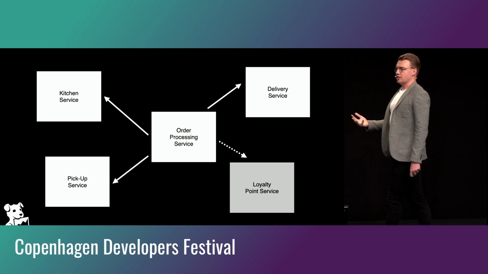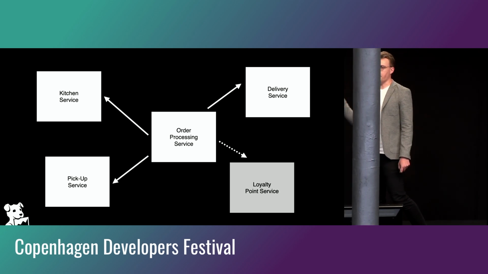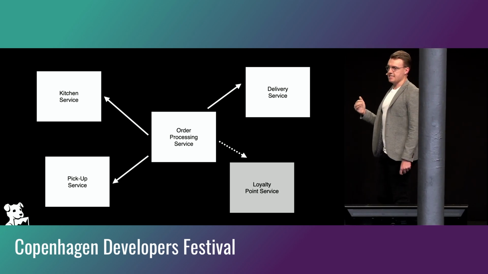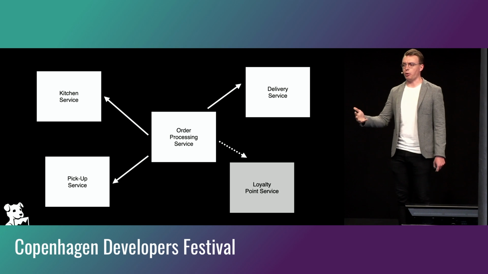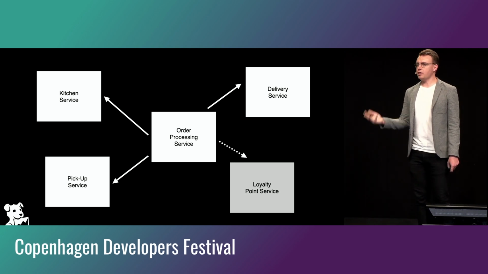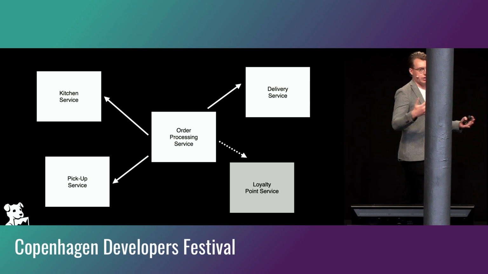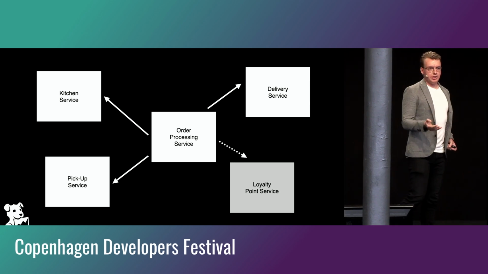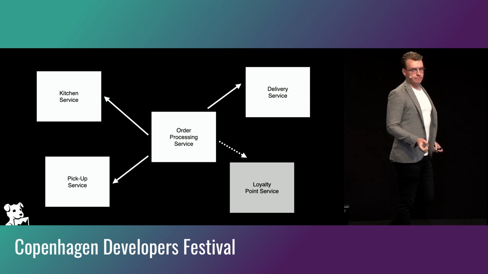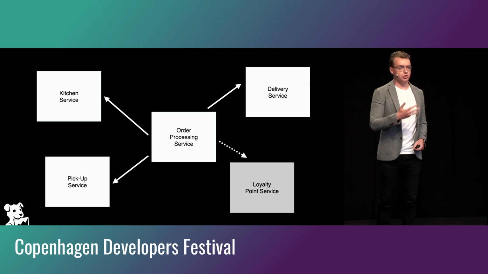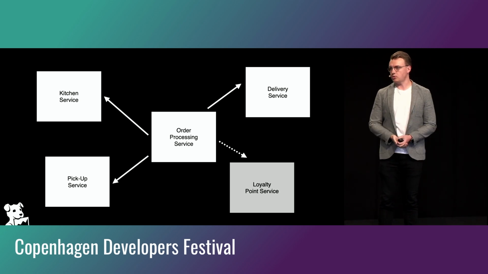But this order processing service has these really explicit dependencies to all these other services, and now you need to go and add a new loyalty point service. And to do that, you need to go and make a change to the order processing service to make all that work. And what you're dealing with here is a form of coupling. Synchronous communication gives you more tightly coupled systems.